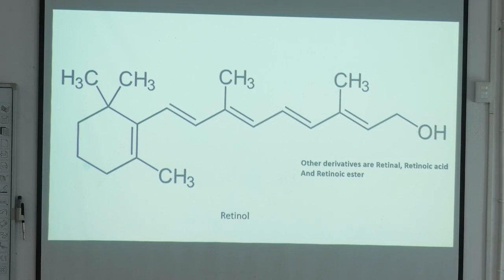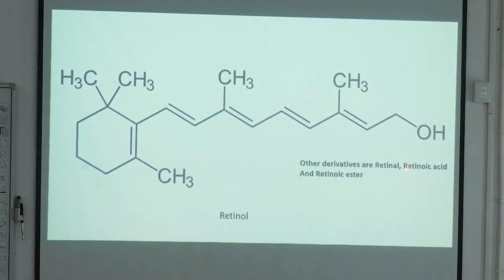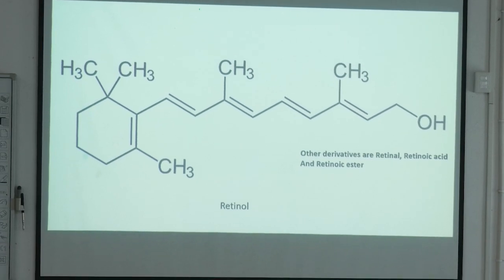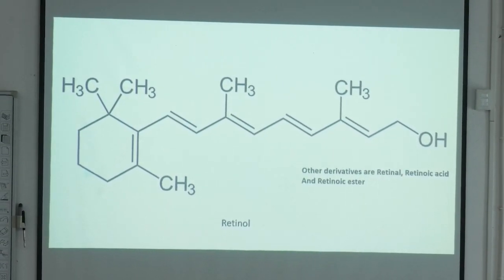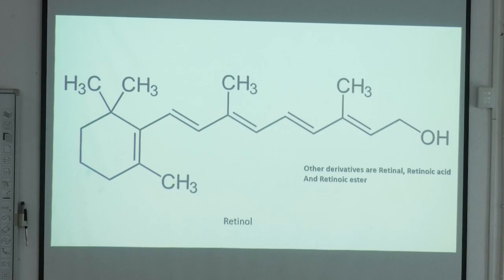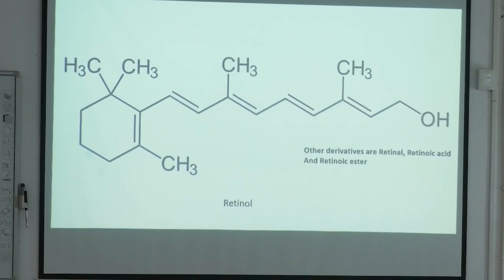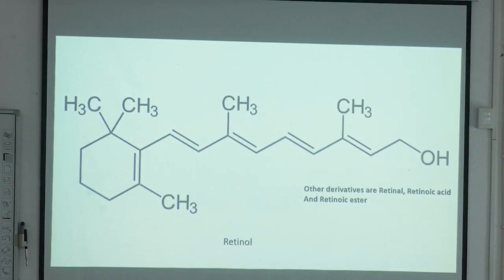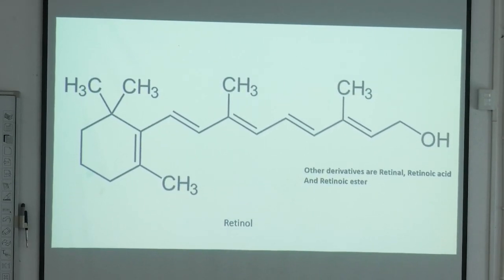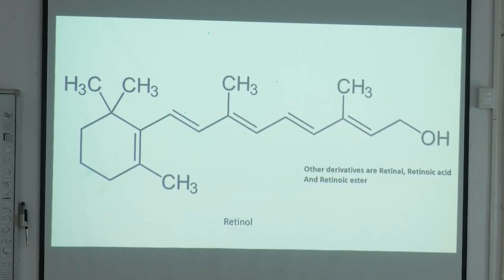You see the last point, this is an OH group, it means it is an alcohol. OH group functionally means, from your pre-MBBS level, you know it means alcohol. It's called retinol. When this OH group is converted to CHO group, that is aldehyde, then it is called retinal. And when this OH group is converted to COOH group, that is acidic group, it is called retinoic acid.